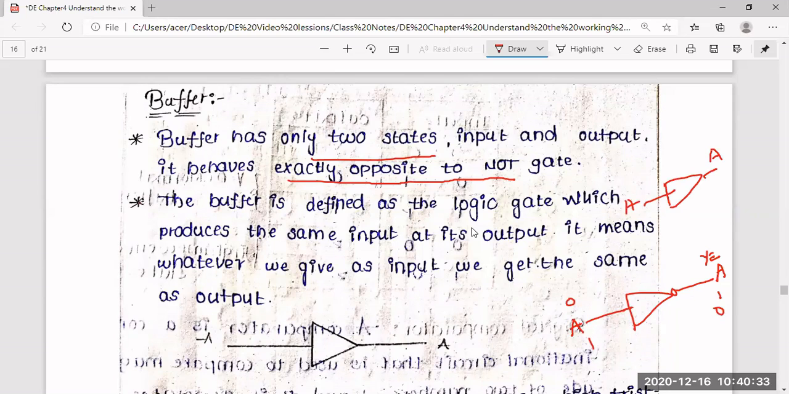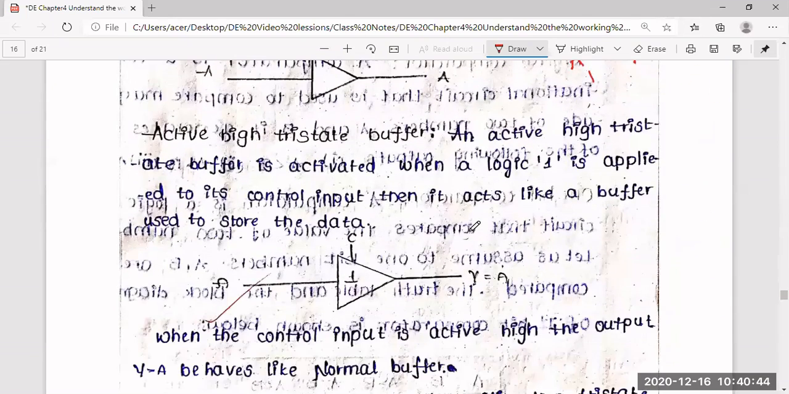Okay, so like memory, buffer is defined as the logic gate which produces the same input as its output. It means whatever we give as input, we get the same as output. That is buffer. So there are two important tri-state buffers, that is active high tri-state buffer. An active high tri-state buffer is activated when logic 1 is applied to its control input.